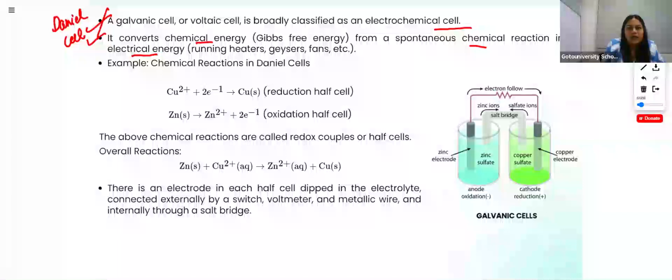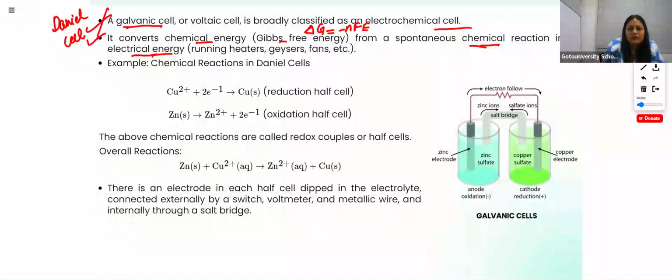All right. Chemical energy, we can say Gibbs free energy. We will study about this. Gibbs free energy is represented by delta G and it is equal to nFE. We will study about this in our upcoming slide. Right. So what is the main function of a galvanic cell? It converts chemical energy into electrical energy.